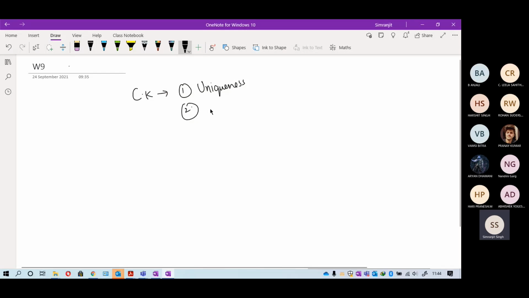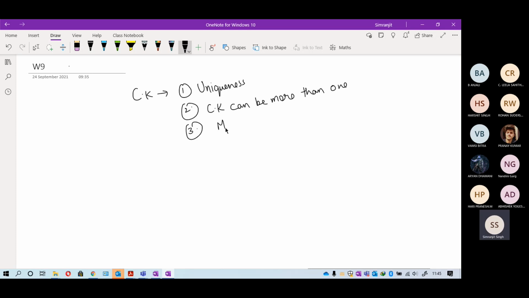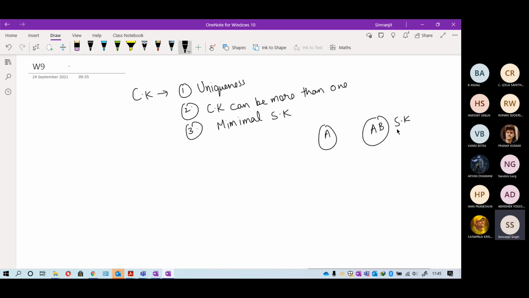So another property is that a candidate key can be more than one. Another property is that it has to be a minimal super key. So what is the meaning of it? Suppose if A is a candidate key, then AB becomes a super key. So it is not a candidate key.